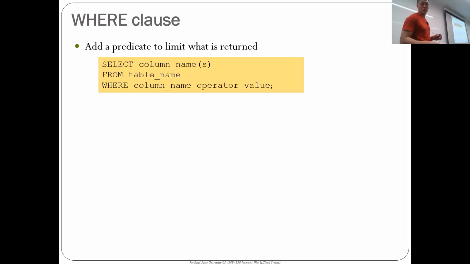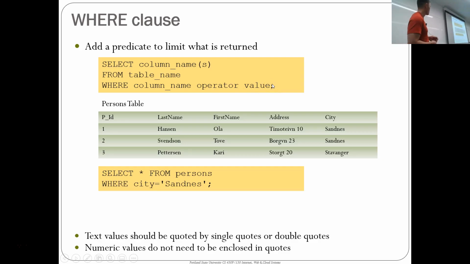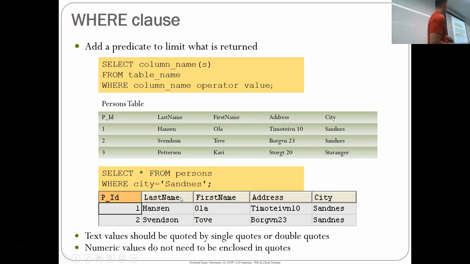Okay, I can narrow down what I'm looking for with the where clause, and this is just a predicate that you apply onto the results that will filter out the things that you're not interested in. So this is the syntax: select column name from table name, where column name has some kind of operator to its value. Here's an example: select star from persons, where the city is this city, Sandies, which I guess is in France. And then you'll get this back, right? So the city matches that where clause.